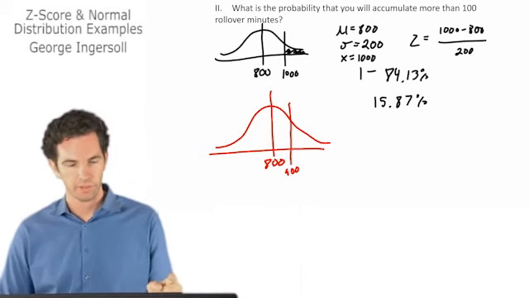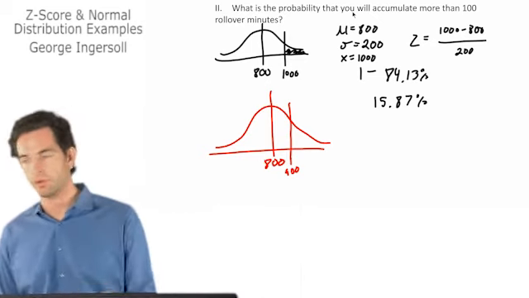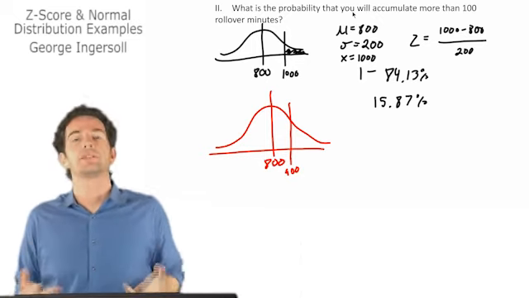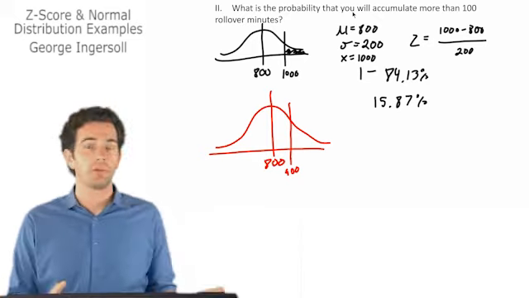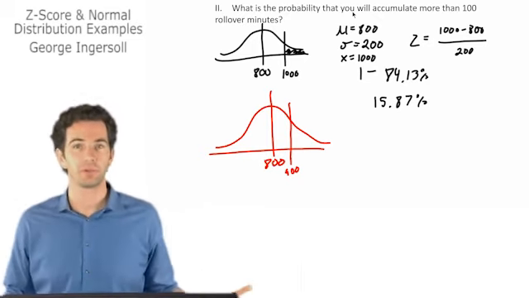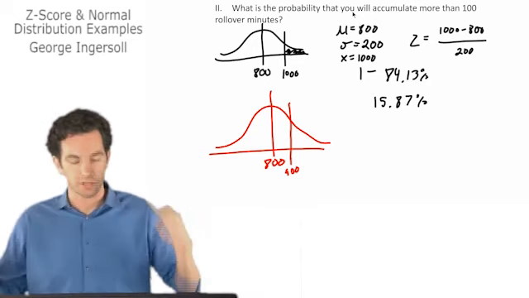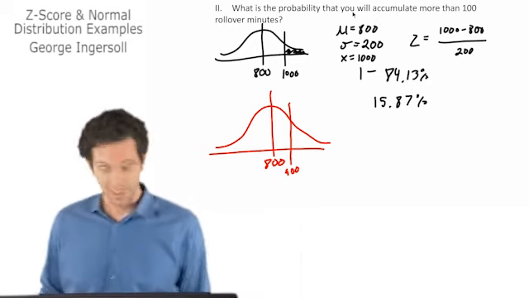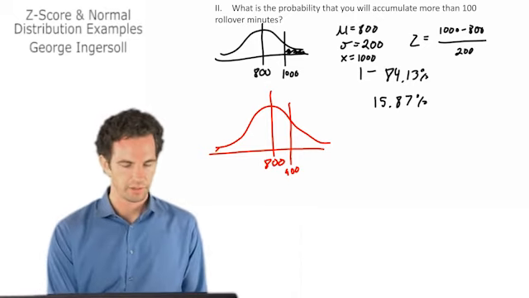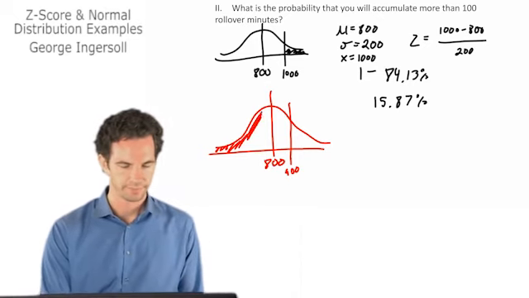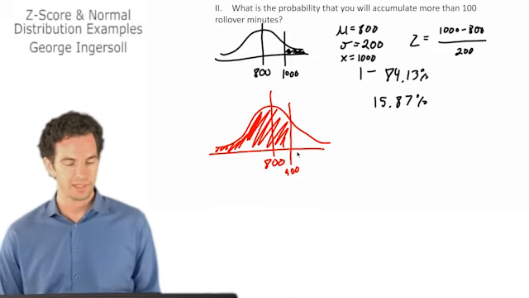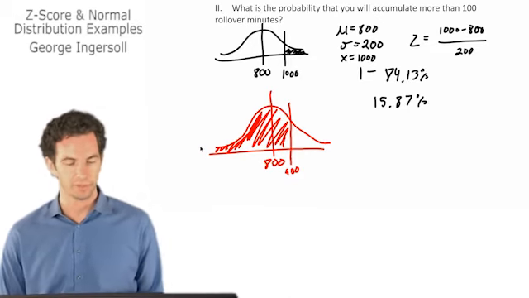Now, I want to know what's the probability that I will accumulate more than 100 rollover minutes. Well, anything less than 900 minutes is going to give me more than 100 rollover minutes, right? If I only use 500 minutes, I'm going to get 500 rollover minutes. If I use 100 minutes, I'm going to get 900 rollover minutes. So clearly what I'm looking for here is all of this. Anything less than 900 gets me more than 100 rollover minutes.